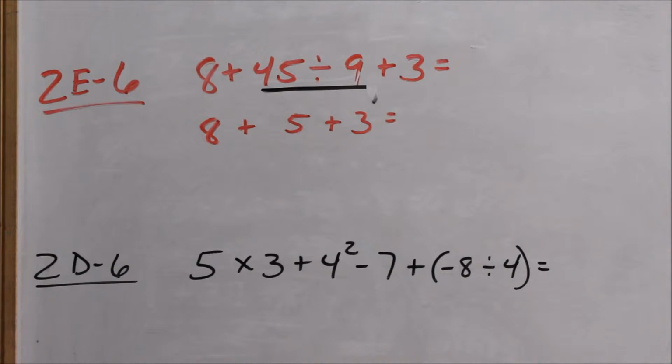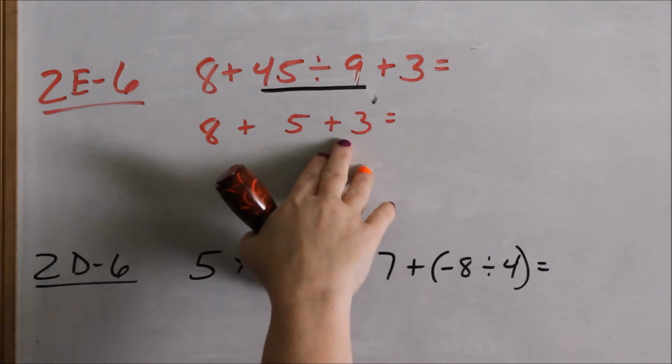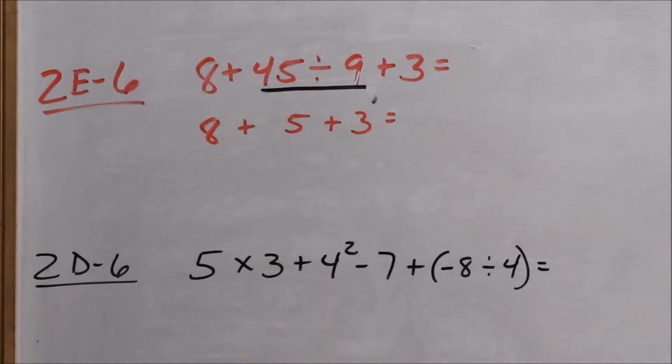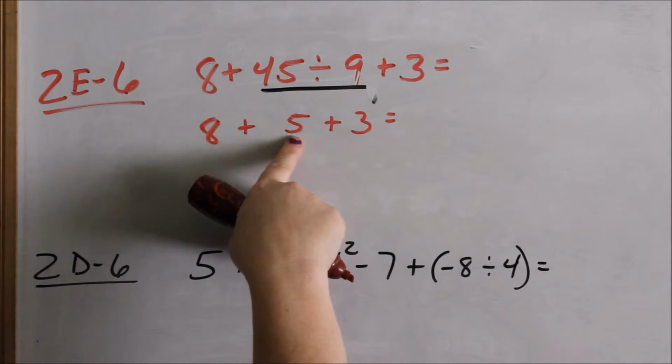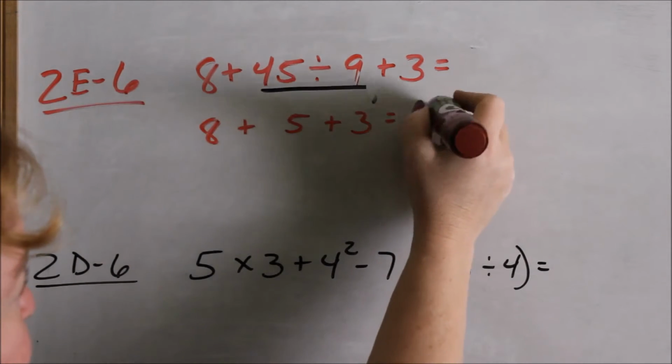Now with all addition left, you do it from left to right. Addition is commutative, so if it's only addition, it doesn't really matter the order, but let's just get in the habit of doing it left to right. 8 plus 5 is 13. 13 plus 3, 16.